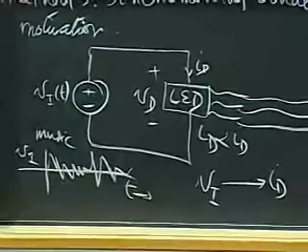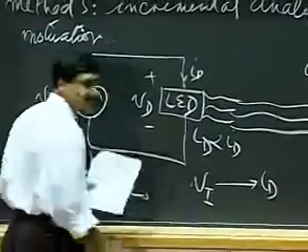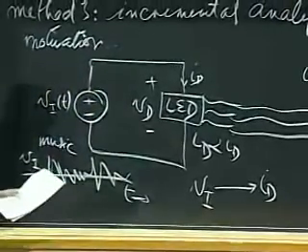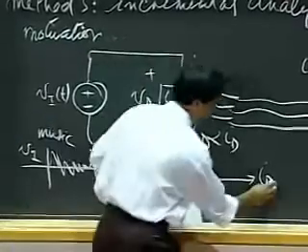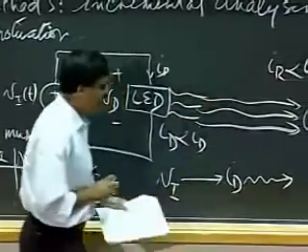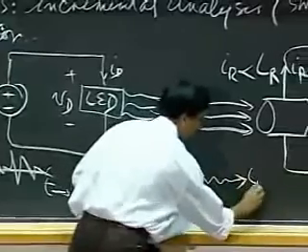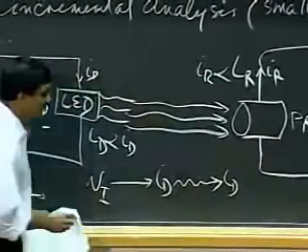That gets converted to some ID. These are all time-varying signals. Okay, so VI is a time-varying signal, so is ID. And ID gets converted to light of some intensity LD.